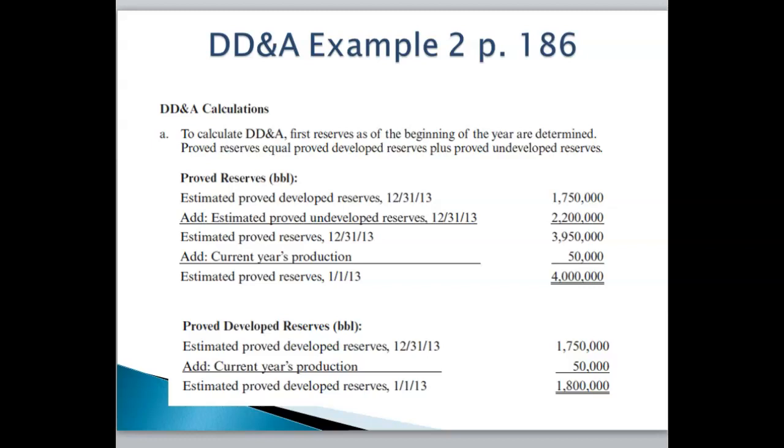Our proved developed reserves at the end of the year were 1,750,000. We're going to add the current year's production of 50,000 to calculate our beginning estimated proved developed reserves of 1,800,000.